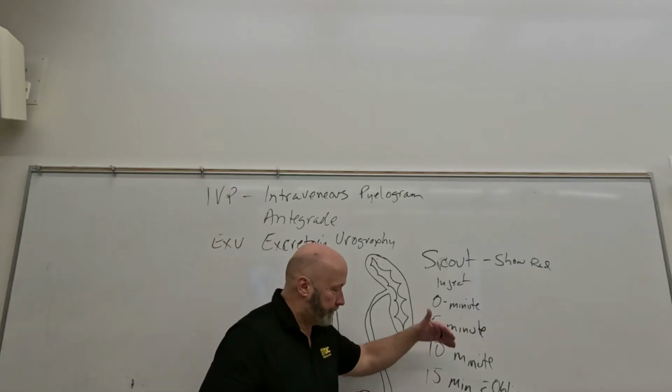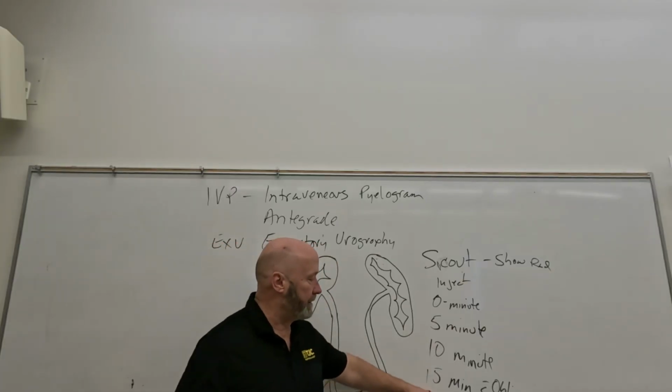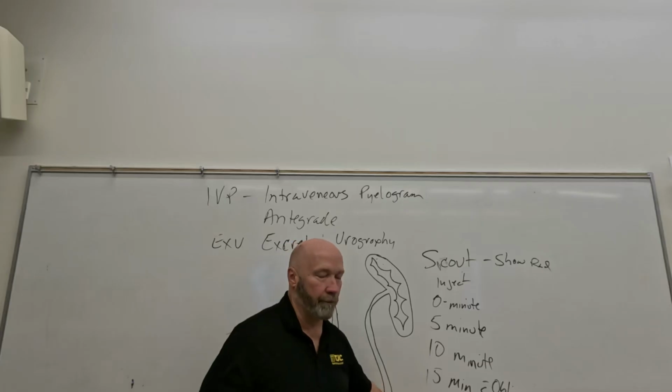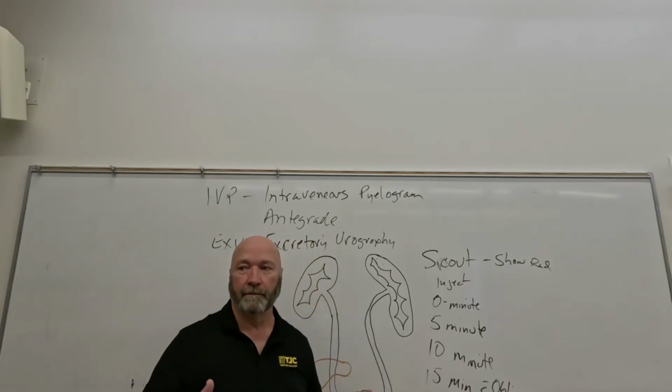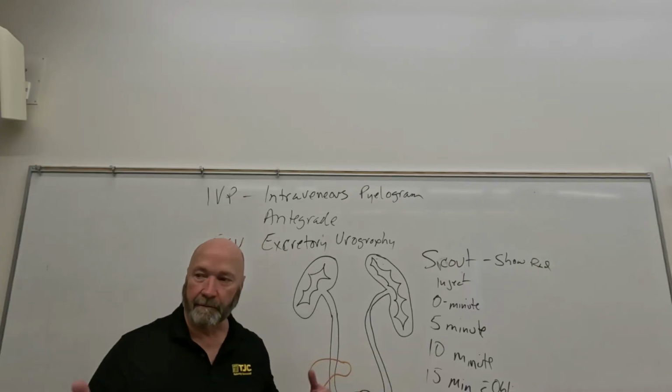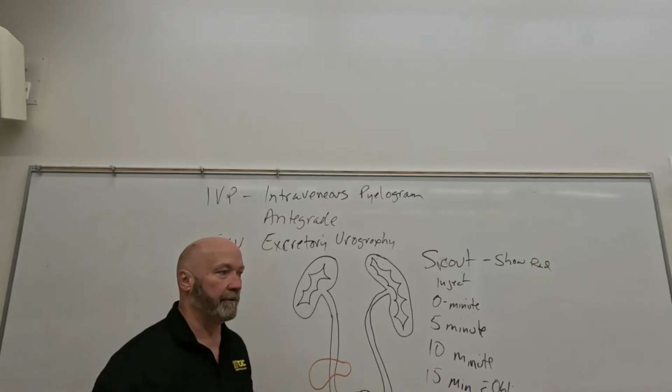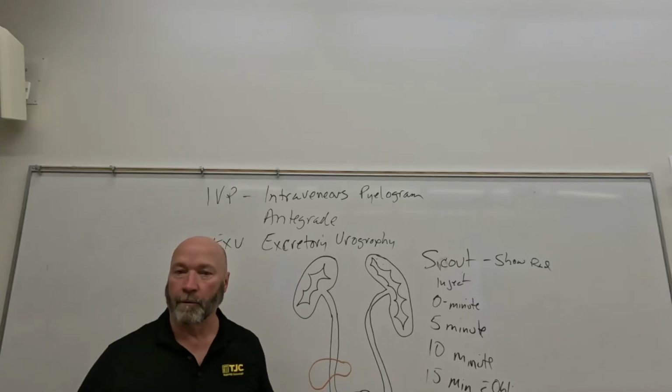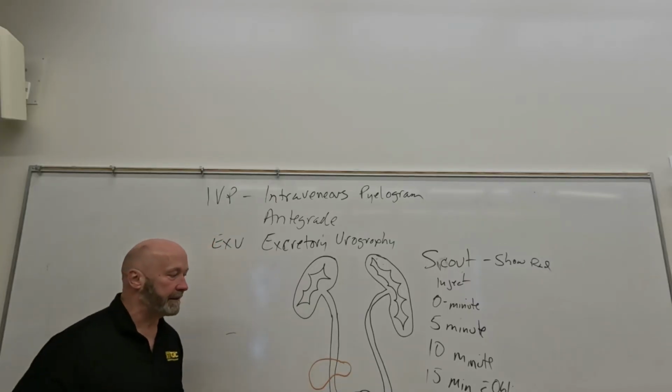If everything is flowing well, then we do what we refer to as a post void. All right, so we get the patient up, take them to the restroom, let them use the restroom, bring them back, shoot one more image with their bladder empty.